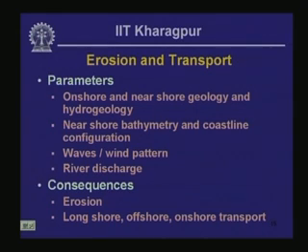Consequences are basically longshore erosion and longshore, offshore and onshore transport, where longshore transport is transport of eroded particles that is driven by waves that move parallel to the coastline. Offshore transport are those controlled by waves that are moving away from the coastline, and onshore transport are those caused by the waves that are moving towards the coastline.